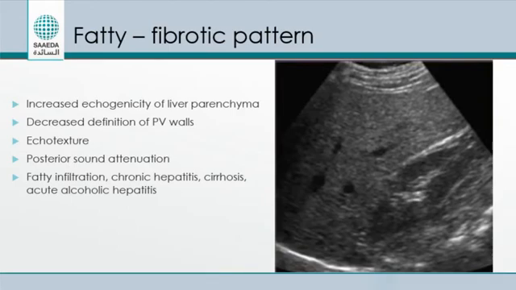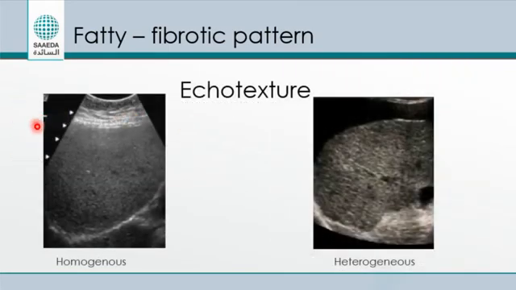For example, the echo texture can be, as we said, smooth and homogeneous, and this is, of course, diffuse fatty infiltration of the liver. We see it every day, okay? And it can be rough and heterogeneous, and this is characteristic of cirrhosis.